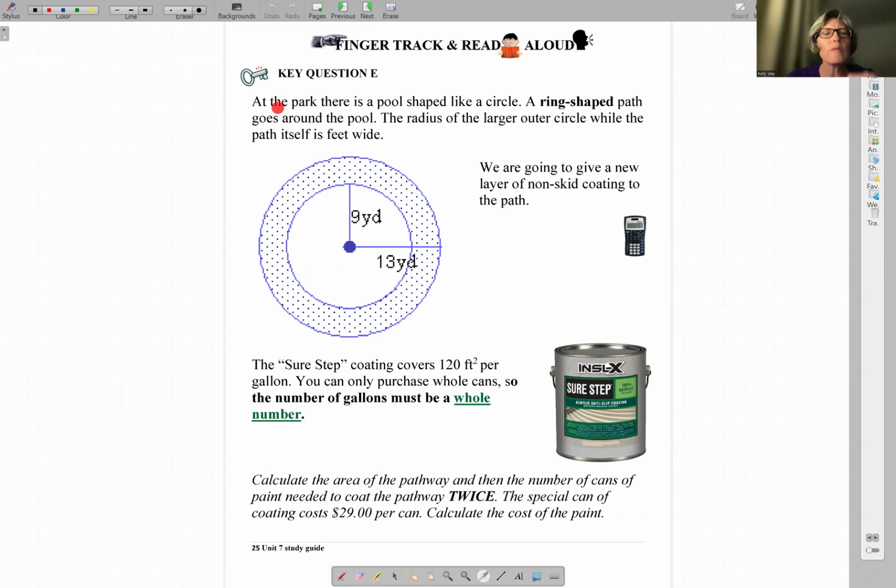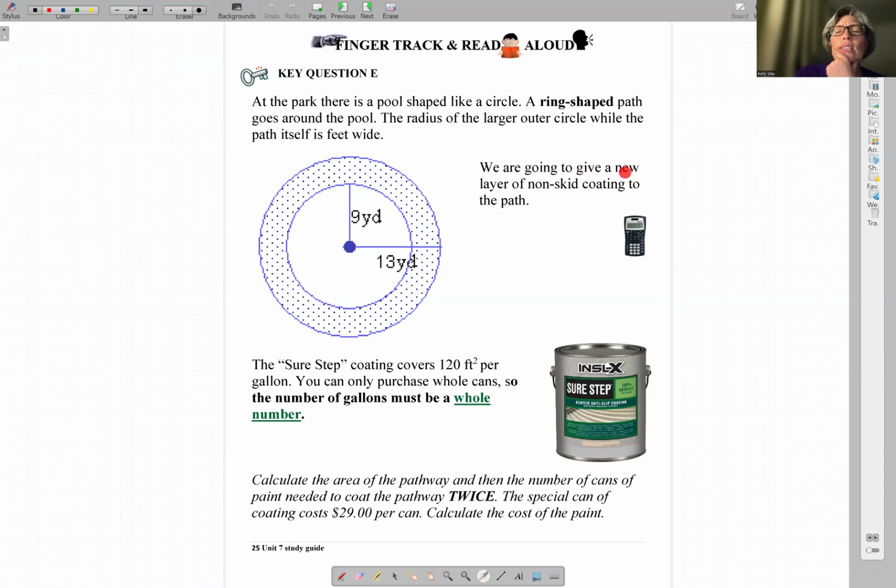Finger on paper, read out loud. At the park, there's a pool shaped like a circle. The ring-shaped path goes around the pool. The radius of the larger circle is given, while the path itself is an unknown number of feet wide.